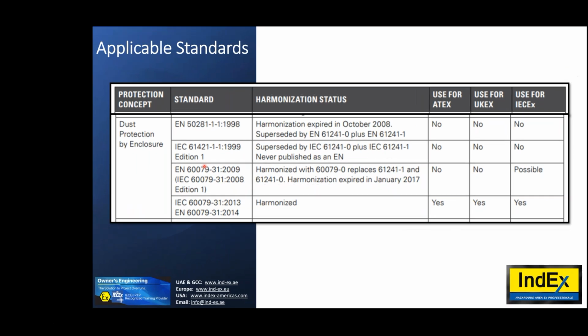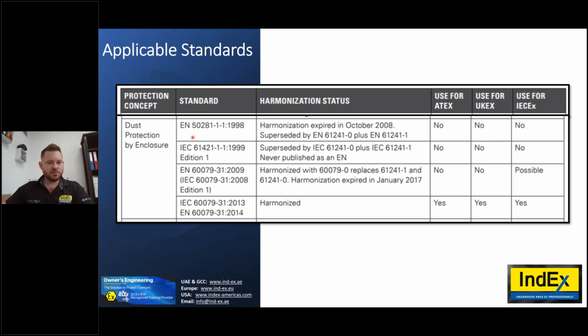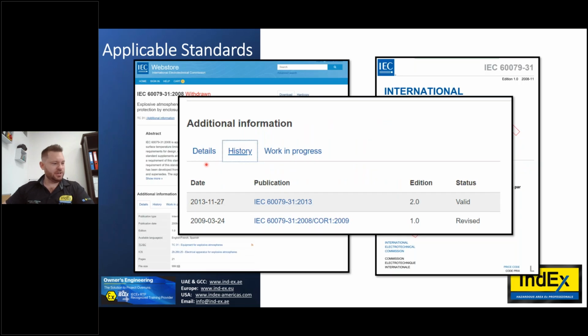Now, the preceding standards before that were the EN standards in Europe and the IEC standards for international. We are currently on the latest standard, 60079-31, edition 2. If you ever want to find out the history of these standards, you can go to the IEC web store. When clicking on history, you will see which edition of the standard is valid, and which one has been revised or withdrawn. So edition 1 has been withdrawn and currently edition 2 is the valid option.